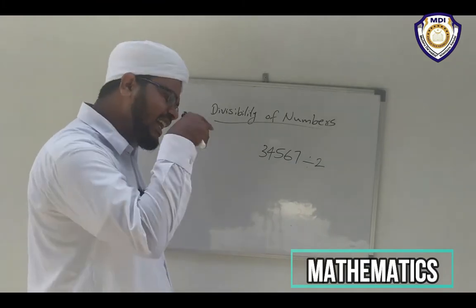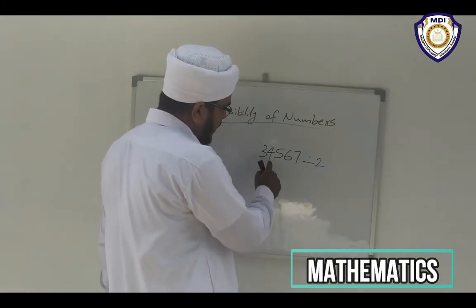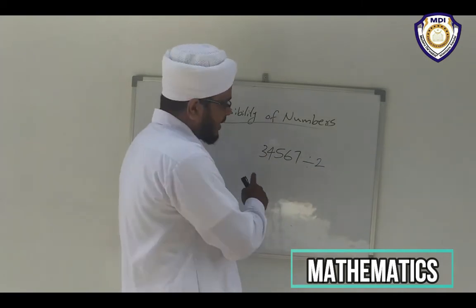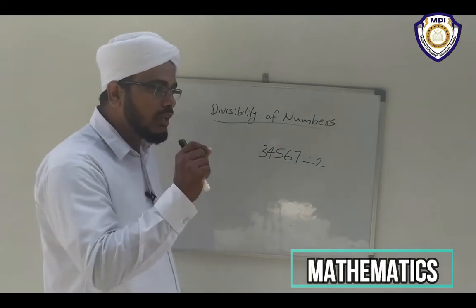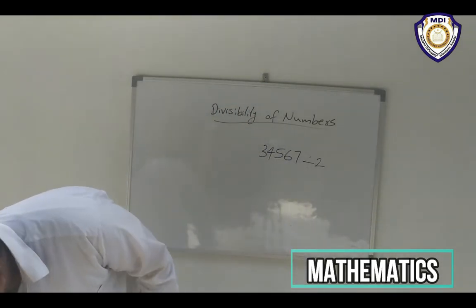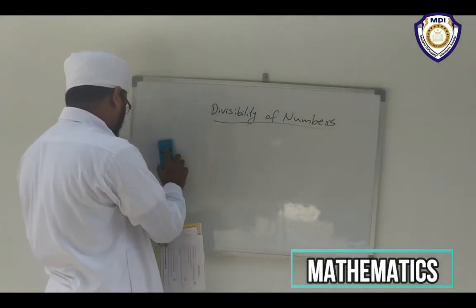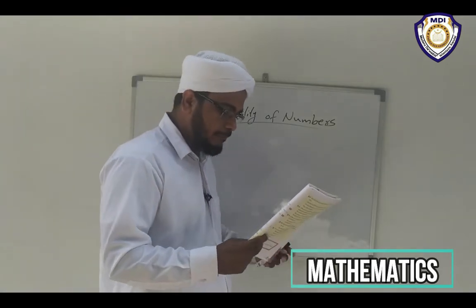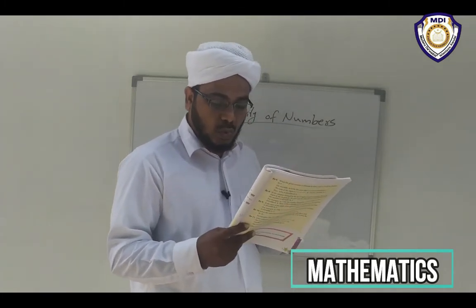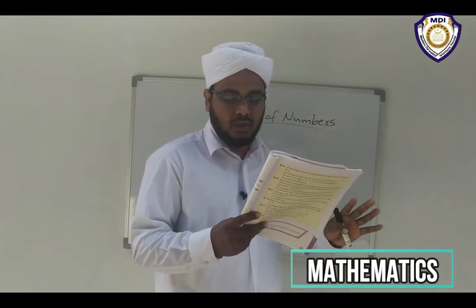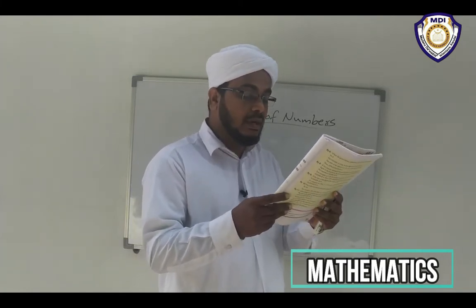So if you get any number, is it divisible by 3? Is it divisible by 4? Is it divisible by 6? Is it divisible by 7 or 8 or 10 or 11? Yes, today we are going to discuss that. First and foremost, we discuss divisibility by 2. When a given number has 0, 2, 4, 6 or 8 in the ones place, it is divisible by 2.